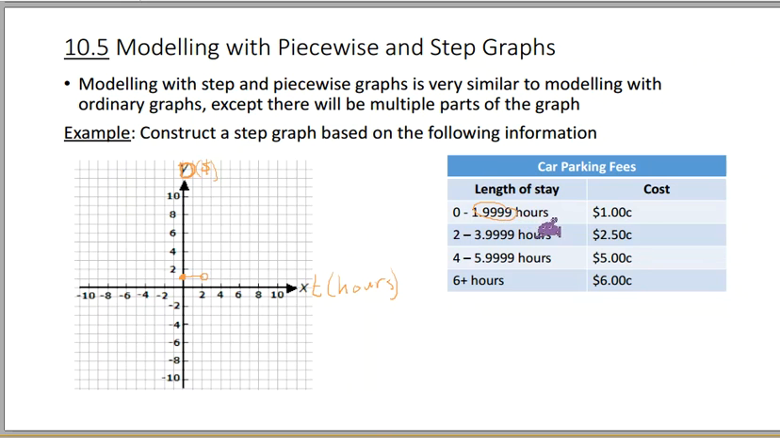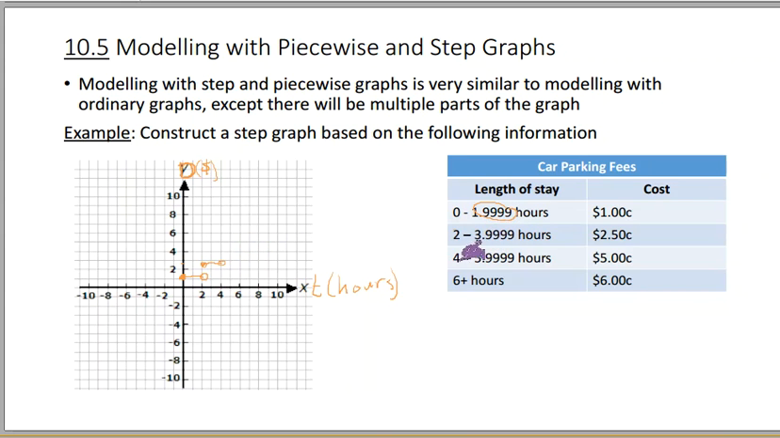Between 2 and 3.99 hours, and that does include 2, it ends up being $2.50. So $2.50, it's a little hard to draw. But between 2 and almost 4 hours, it's $2.50. So that's $2.50 there. That will be a closed circle because 2 is included. But is 4 included? No, it almost is, but not quite. So that one's now done.